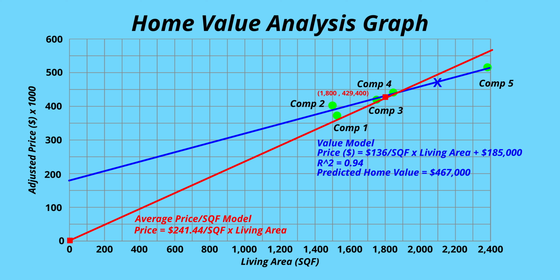Then, calculate the average price per square foot trend line equation. This is $241.44 per square foot times the living area. As we showed in the new construction example in part 1 of this series, the average price per square foot model makes the very bad assumption that the value of the land is 0.